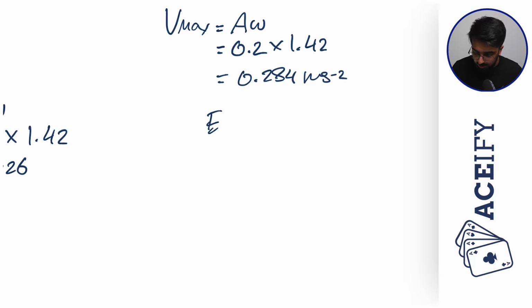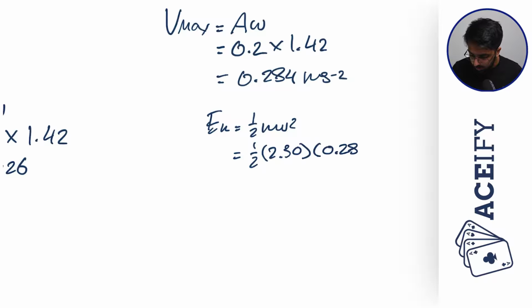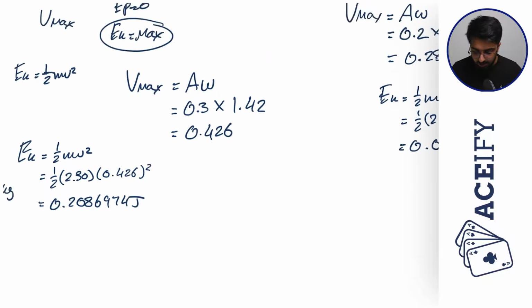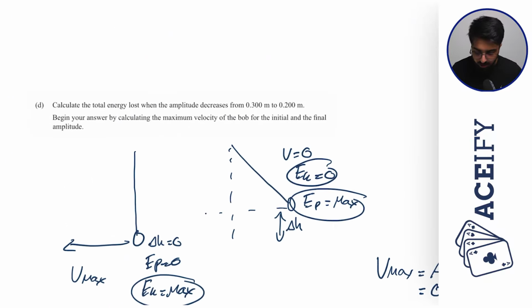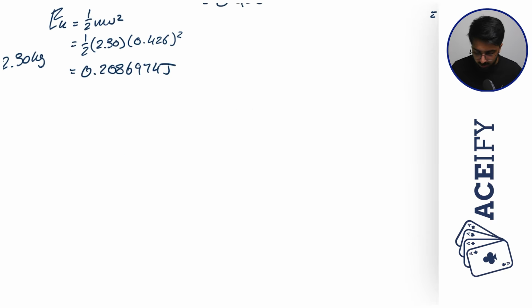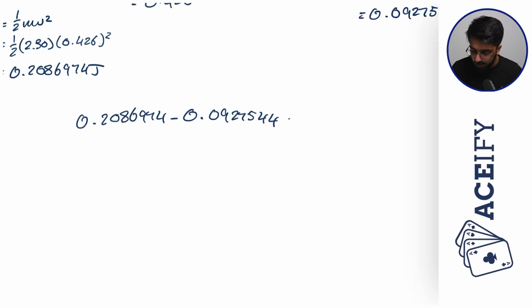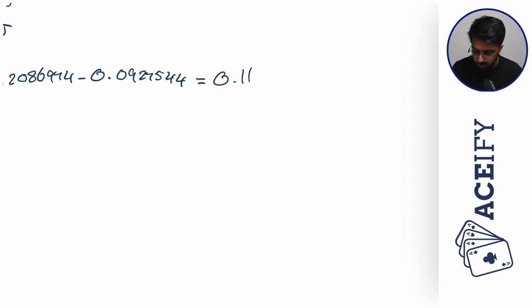And so the EK is equal to half mv squared, half times 2.3 times 0.284 squared. This gives 0.0927544 joules, okay? And so to find the difference, right, we're trying to find the energy loss, so that's the difference in energy. That's 0.2086974 minus 0.0927544, and this gives an energy loss of 0.116 joules.